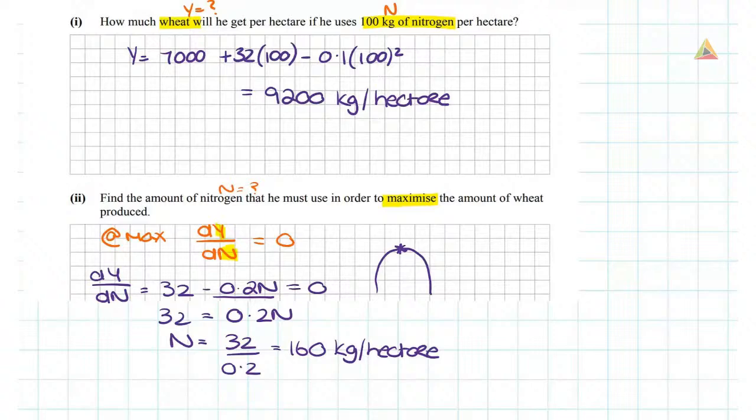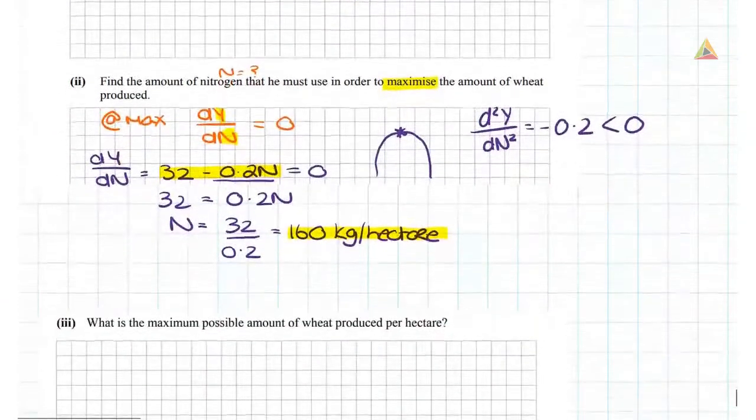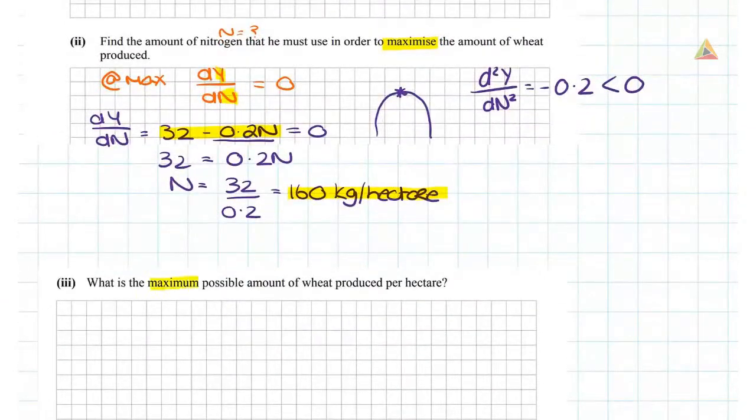And just to double check, we find our second derivative. That's going to be d squared y, dn squared. That means I'm taking my function here and differentiating it. So 32 goes to 0 and minus 0.2n goes to minus 0.2. Your second derivative is always going to be negative. That means this is definitely our maximum, because your second derivative is negative at your maximum point.